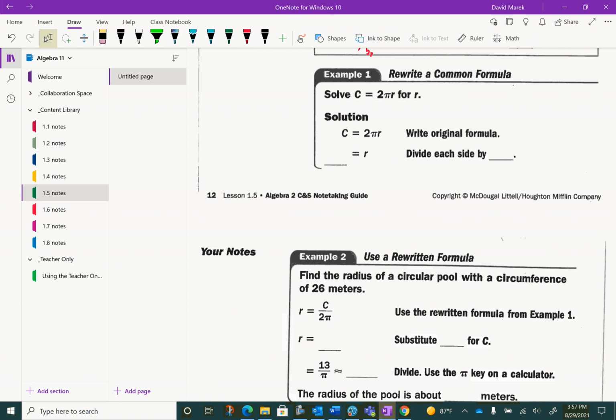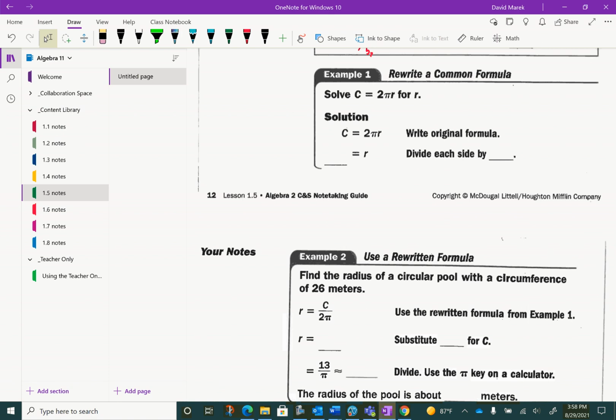As if they didn't spoil it, example number one here, they tell you circumference is equal to 2 pi r, and they ask you to solve that equation for r. Well, all right, so understand what the directions mean. Remember, pi is not a variable, pi is a specific number. So we have two different variables here. We have c for circumference, and we have r for radius.